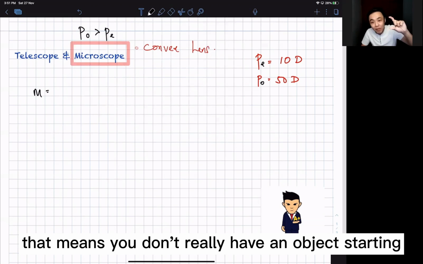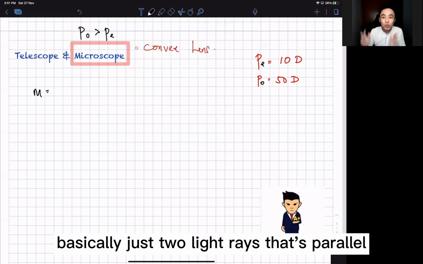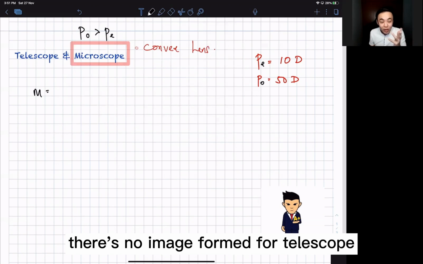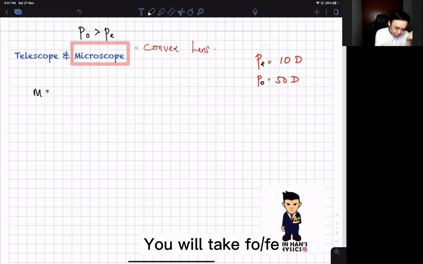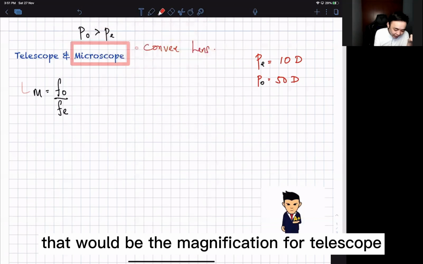That means you don't really have an object starting, and your image formed will not have anything as well. Basically, just two parallel light rays. So that's why there's no image formed for telescope. So what do you do? Simple. You take FO over FE. That's it. The focal length of the objective divided by that of the eyepiece would be the magnification for telescope.